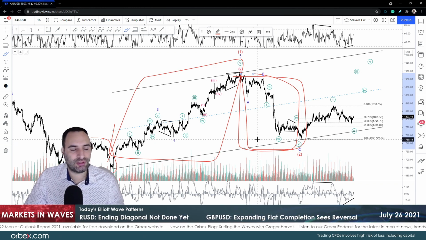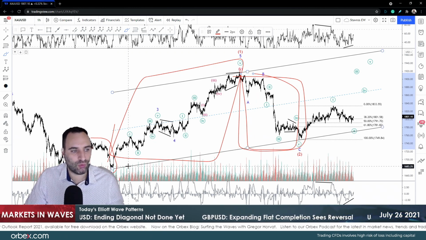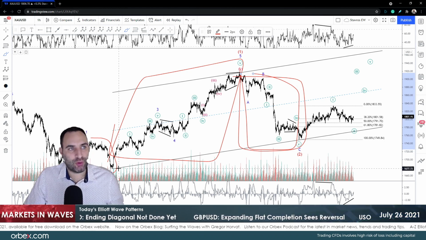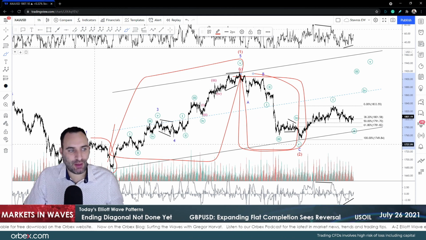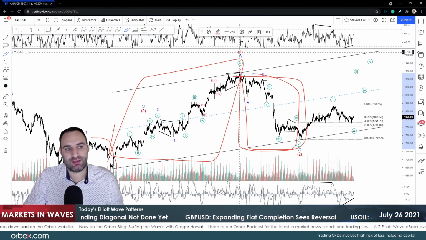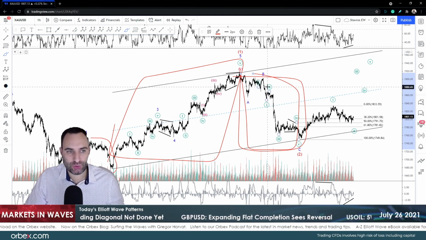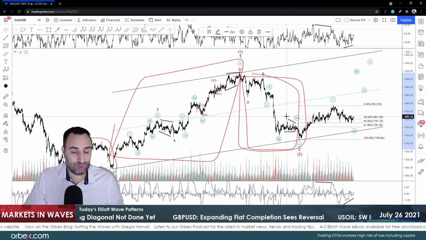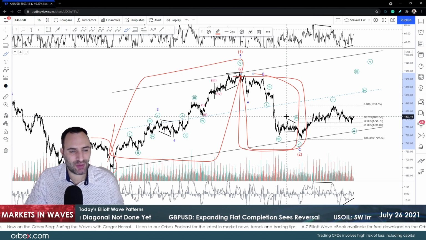In terms of depth, fine, but they should both complete around 100 Fibonacci. For example, if wave 2 corrects 60%, then wave 4 should correct around 40%. So the 40 and the 60 will be the 100%. This is not a rule, it's a guideline, but it usually is respected or around there.